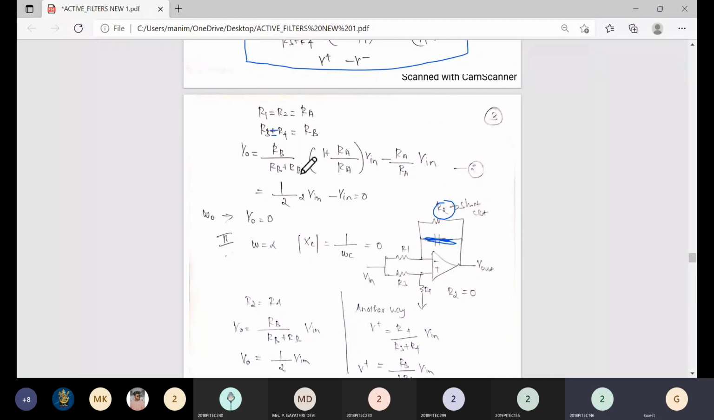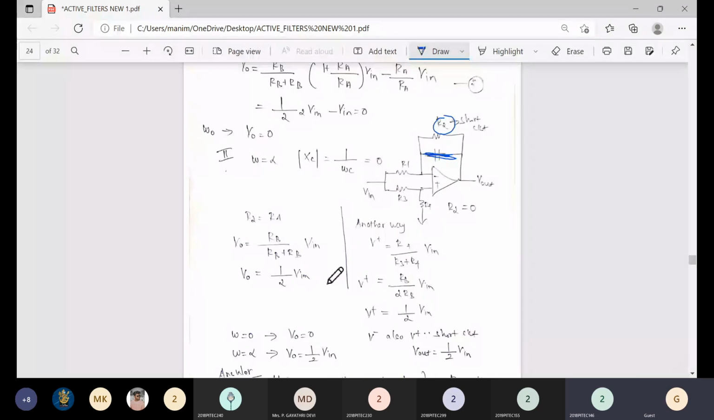Only we are getting the first term, right? That is RB divided by RB into Vn. So V naught equal to 1 by 2 Vn. So it is high frequency, right? Omega is infinite, so at maximum frequency the filter allows the input signal. That is, V naught is half of the Vn.